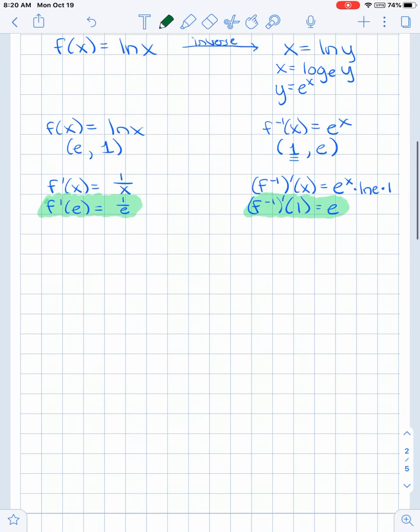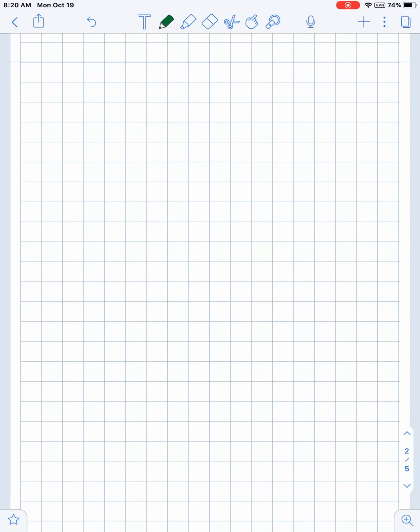Green, I think, this time. Okay, let's do another one of these. Let's say the function is tangent x. The inverse, I'm not going to spend the time to find it this time. The inverse is arctangent x. Barely fit that on there. I'm going to choose a point.